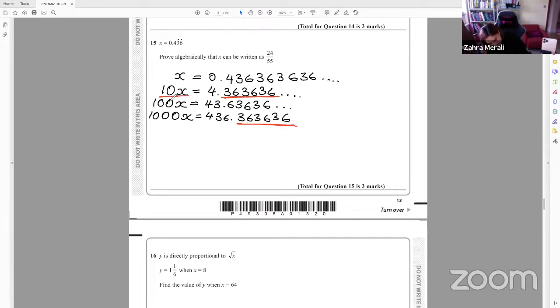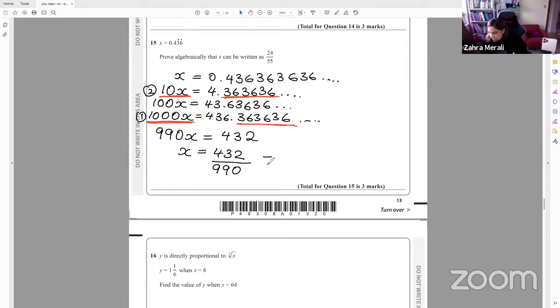So I'm going to be using my 10x and my 1000x, and I'm going to take them away from each other. So 1000x minus 10x, on this side, I get 990x. Then 436.3636 minus 4.36, the 0.3636 bits are just going to cancel out, and I get 436 minus 4 to give me 432. So x is 432 over 990. And I want to simplify that down.